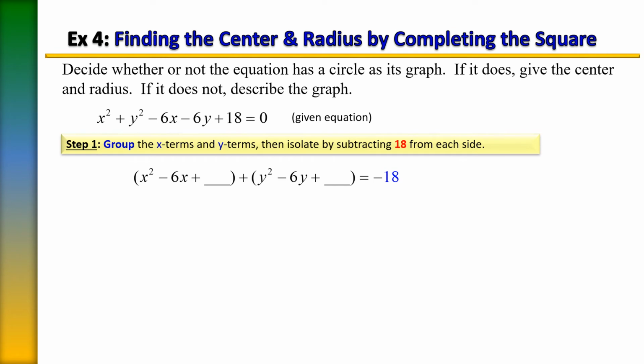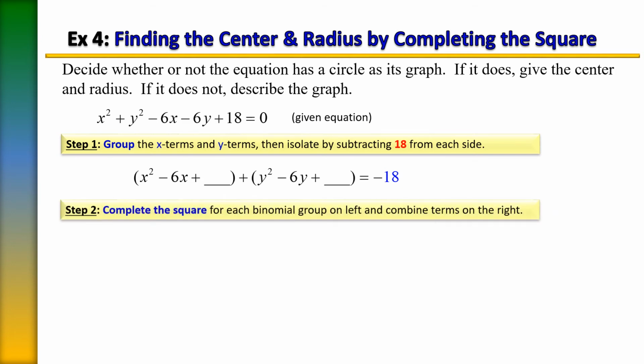We move the 18 to the other side by subtracting 18 from each side. And now we're ready to go ahead and proceed with completing the square. Half of 6 is 3. 3 squared is 9. So we're going to have a 9 for both the x and the y terms. It is a 9 that completes those trinomials. So 9 plus 9 is 18. So really we're adding 18 to the left side, which means we're going to have to also add 18 to the right side of the equation.